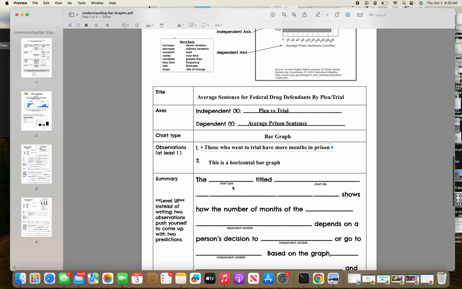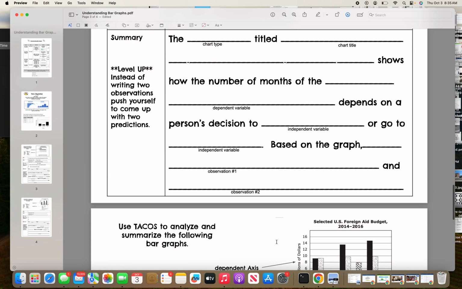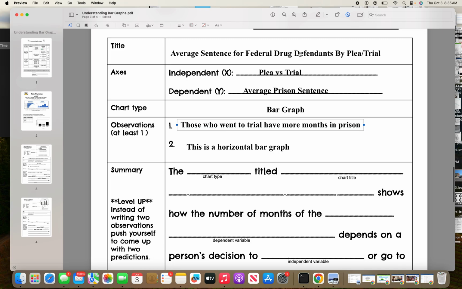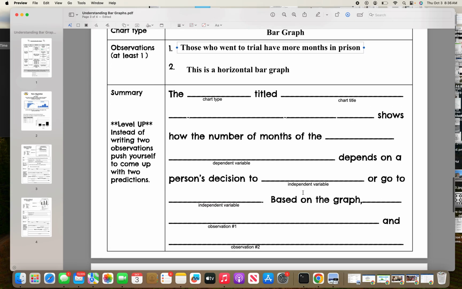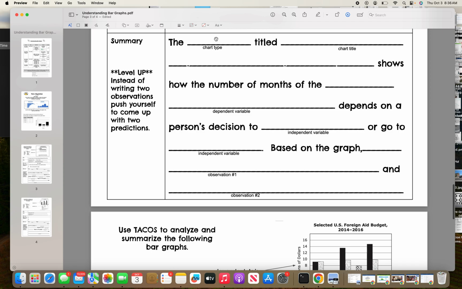All right. So once again, now we're going to take this information and we're going to complete our summary. So the real focus is our summary. That is what we want to complete. And we're using the information that we extracted to complete our summary. Well, what was the chart type? We know that the type of chart is a what? You said it. Bar graph. Bar graph. So the bar graph.